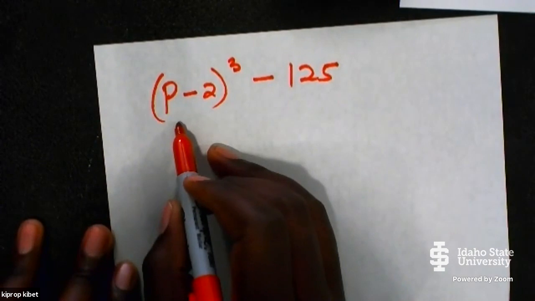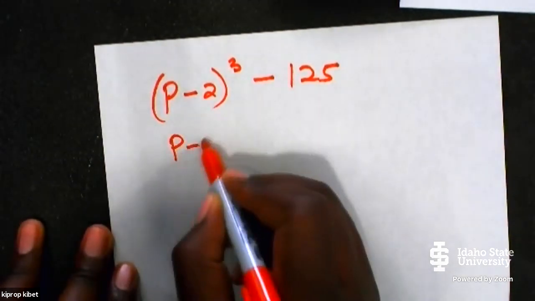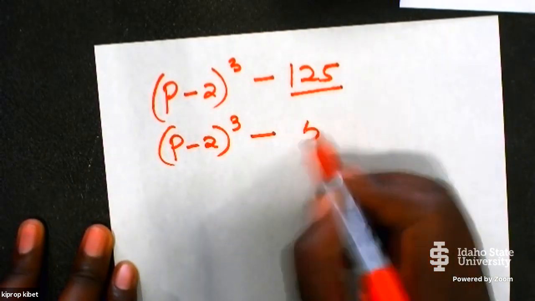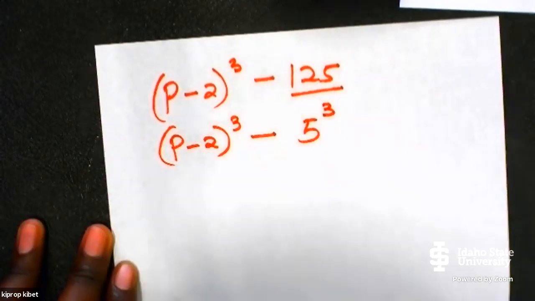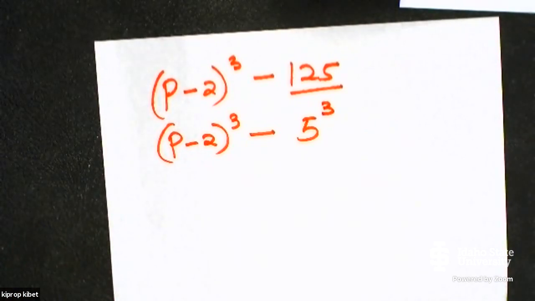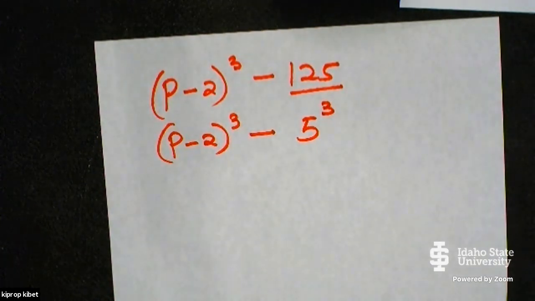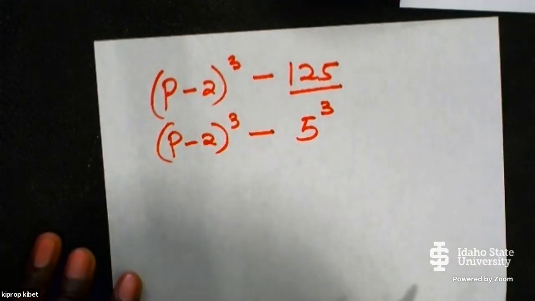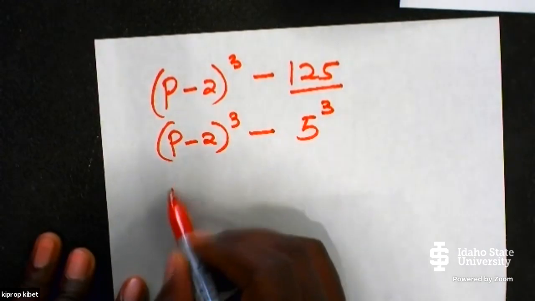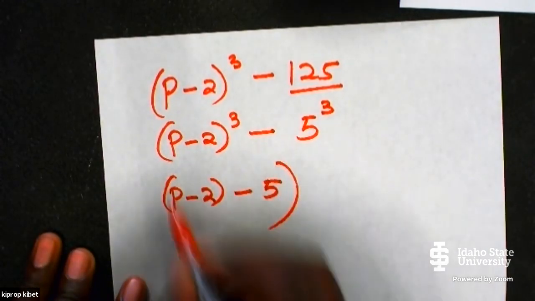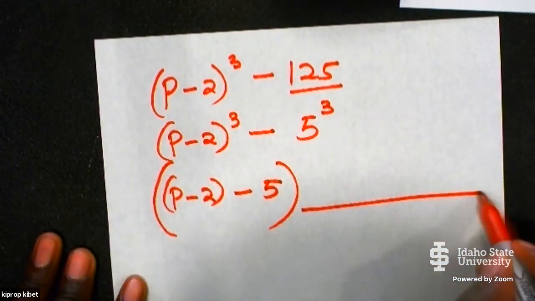So definitely this is similar to (p - 2)^3 - 5^3. So of course, like what we did in the other one, the first one will be p - 2, minus what? 5. Then we look for the next one.